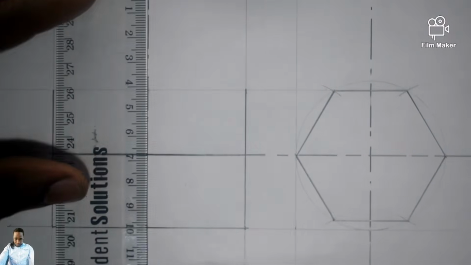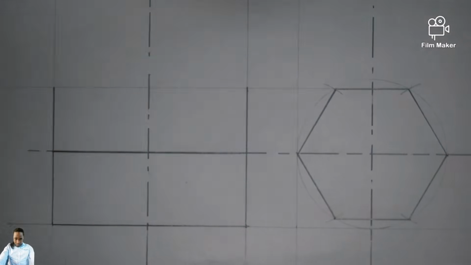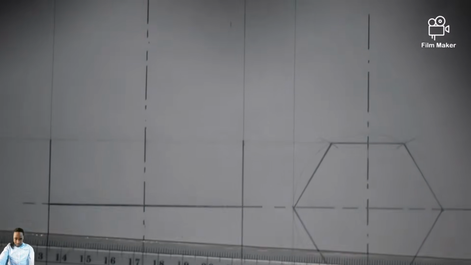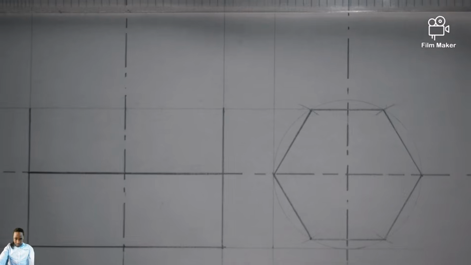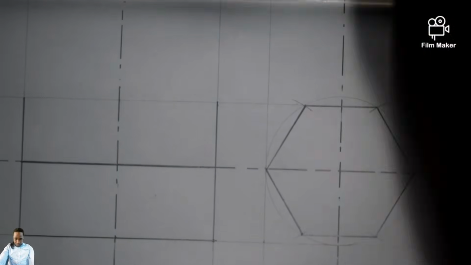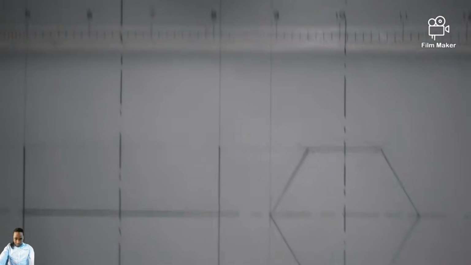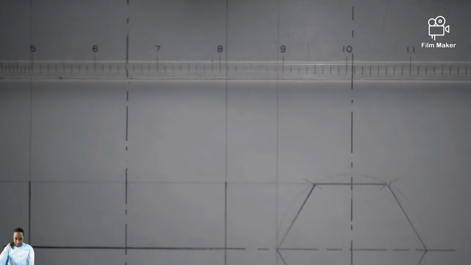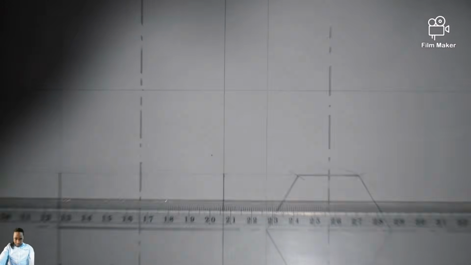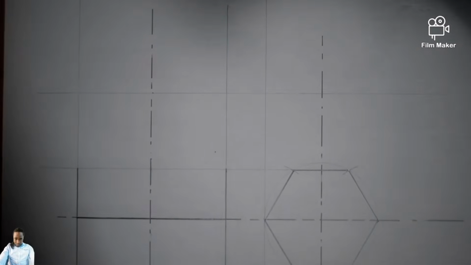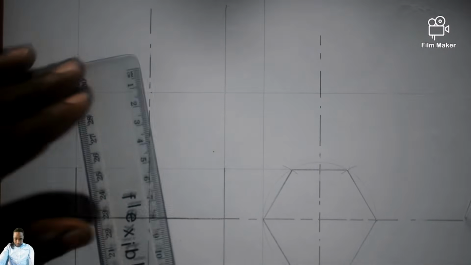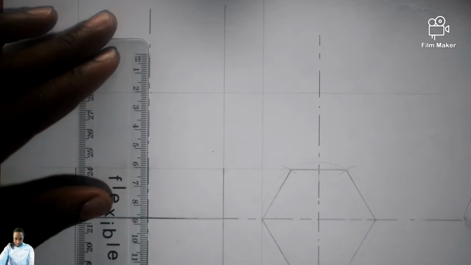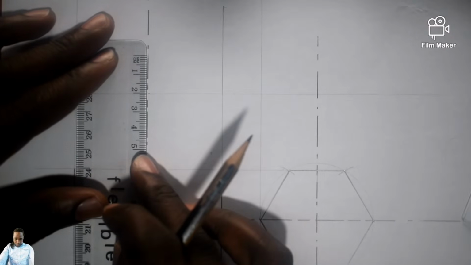Once I get that, I can now have the horizontal line. Where my 40 ends, I can have the horizontal line, which is this one. There you go. That's my horizontal line. Then from there I can have what? The 20 millimeter to separate my views.